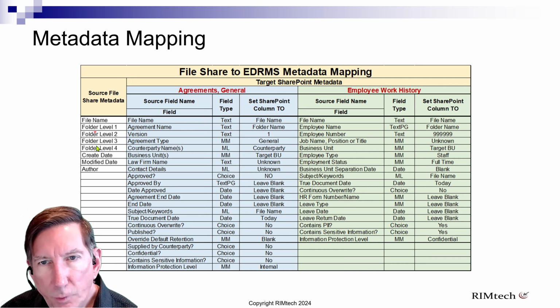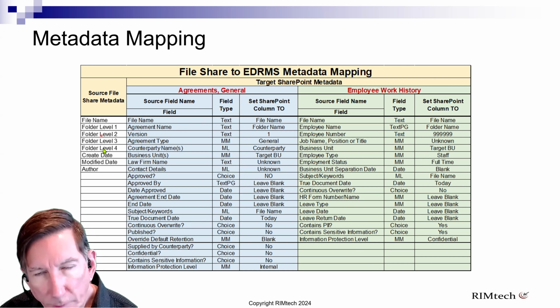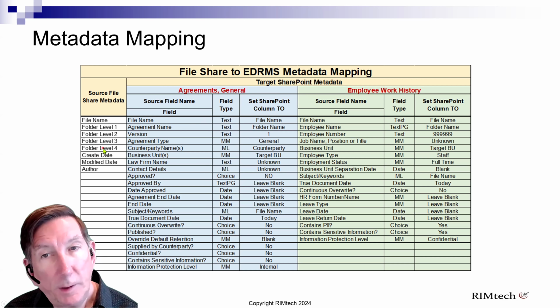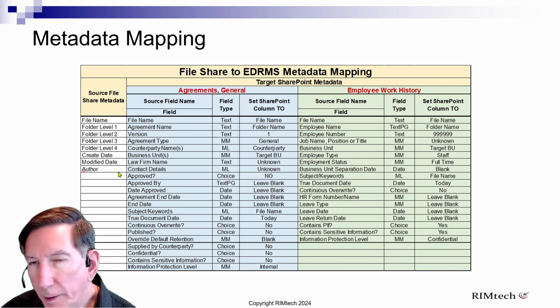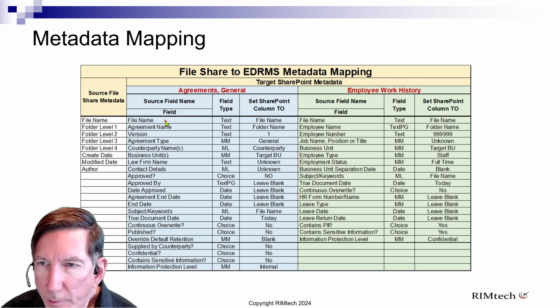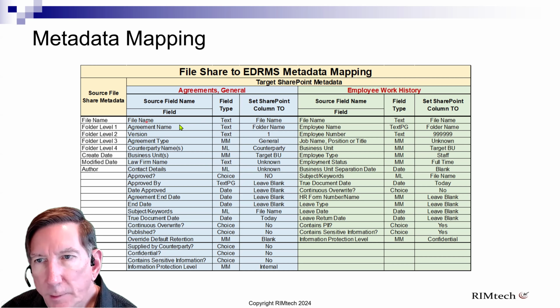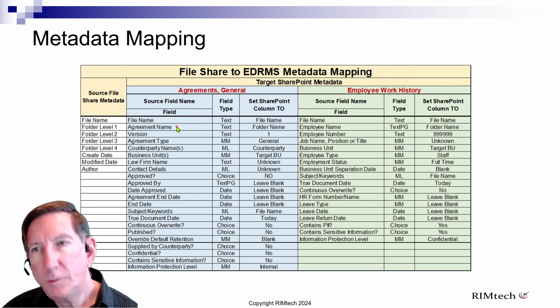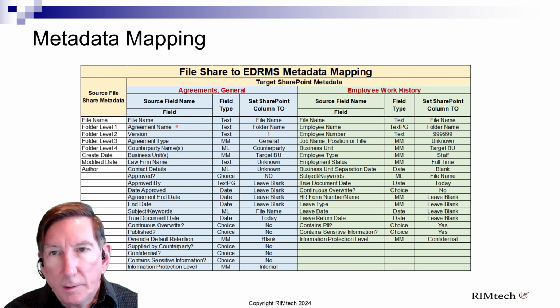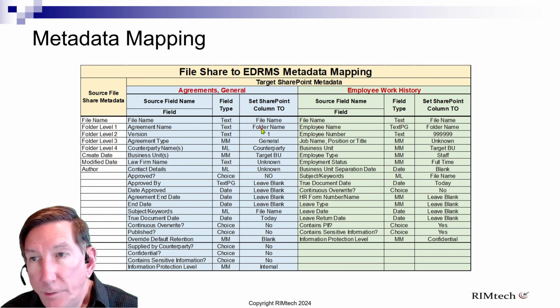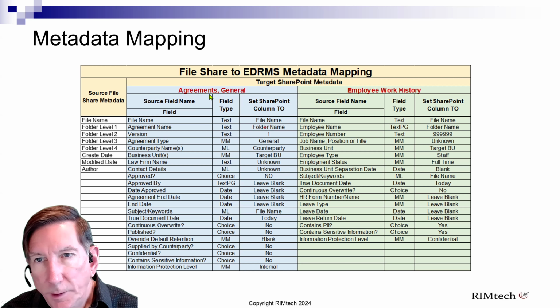File name, we have 4 levels of folder name. Each folder has a name. That's what I mean by folder name, right? And then we have a create date, a modified date, and an author. That's all we have. So we need to make some decisions here. File name, straight through. The first folder level, let's pretend that it contains the name of the agreement. Well, that's great. So the folder name is going to become the agreement name.